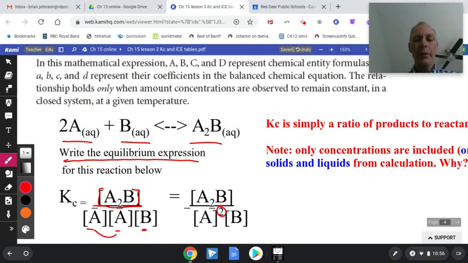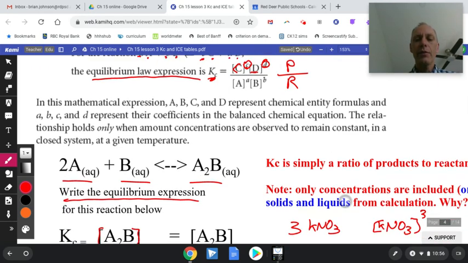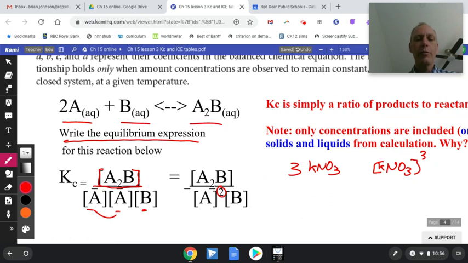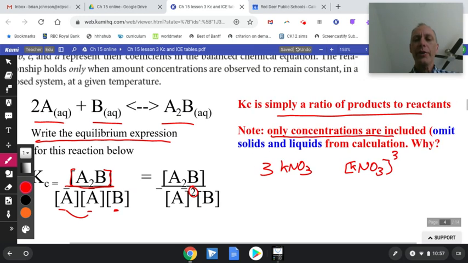So that's where those exponents come from. So if we had a chemical reaction with 3 moles of KNO3 in the equilibrium expression, we would write concentration of KNO3 cubed. So that's where these come from. They represent the number of moles, 2 moles squared, 3 moles cubed. We don't go any higher than that. Okay, so, and again, it's a ratio of products to reactants, and we only include concentrations.